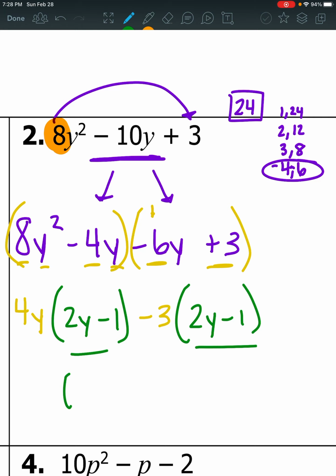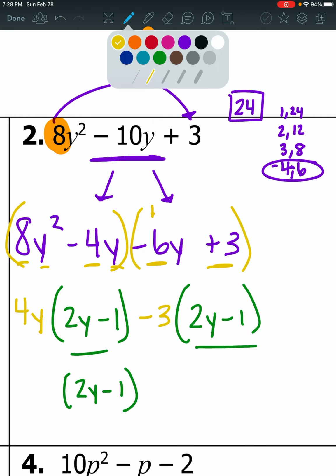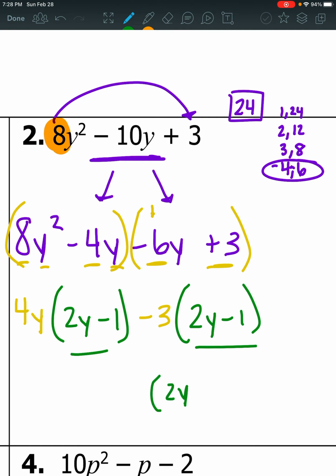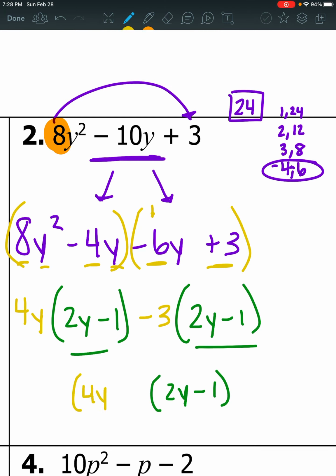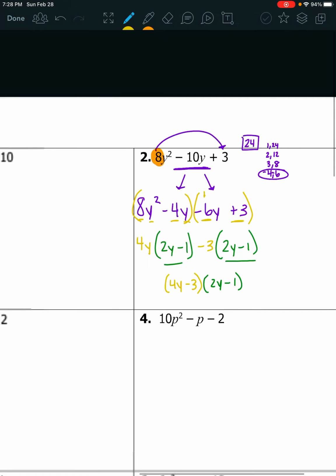So one of our binomials is 2y minus 1. The other binomial are the GCFs put together. And actually, I'm going to keep this consistent with the last problem, since I put the twins second. And then the GCFs are 4y and minus 3.